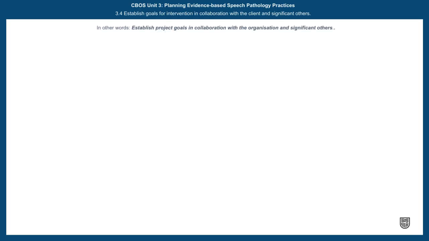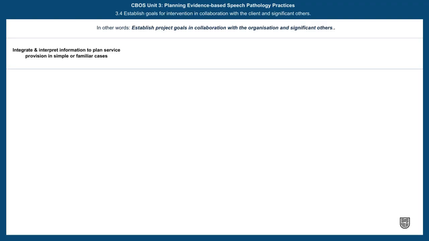In the Occupational Standards Unit 3, Planning Evidence-Based Speech Pathology Practice, Element 3.4 states students should establish goals for intervention in collaboration with the client and significant others. In other words, establish project goals in collaboration with the organisation and significant others. To do this, integrate and interpret information to plan service provision in simple or familiar cases.